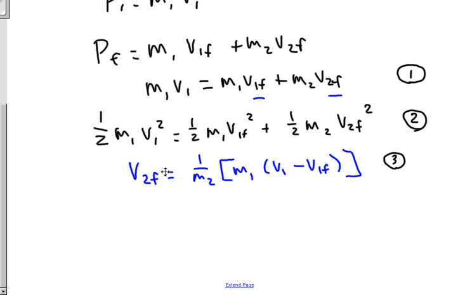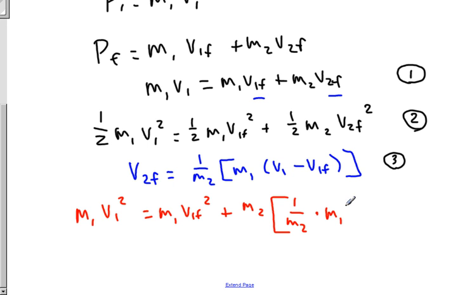By canceling out the 1/2s, which are in front of every single term, we get m1 times v1 squared equals m1 times v1 final squared plus m2. Now we have this whole term up here that equation 3 is squared. So we've got our 1 over m2 times m1 times v1 minus v1 final. And this whole term here is squared.